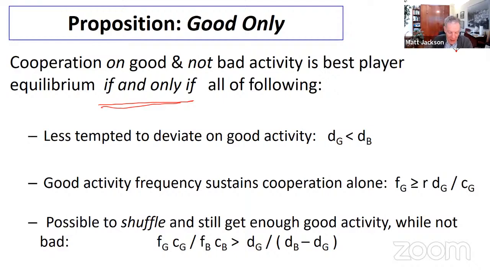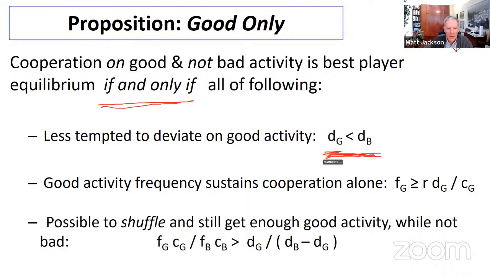And why is it going to be demanding? Well, first of all, it has to be that the deviation payoff is lower on the good game than the bad game, right? Because if this isn't true, then anytime you incentivize the good game, you would also incentivize the bad game. So first of all, you're going to need to be able to distinguish between these two.